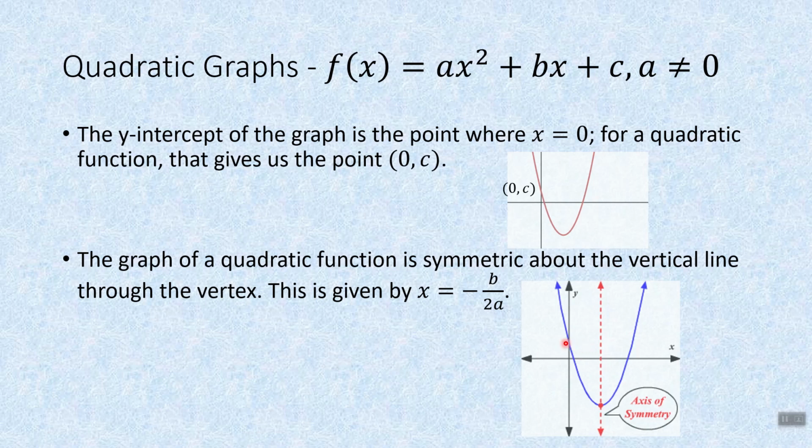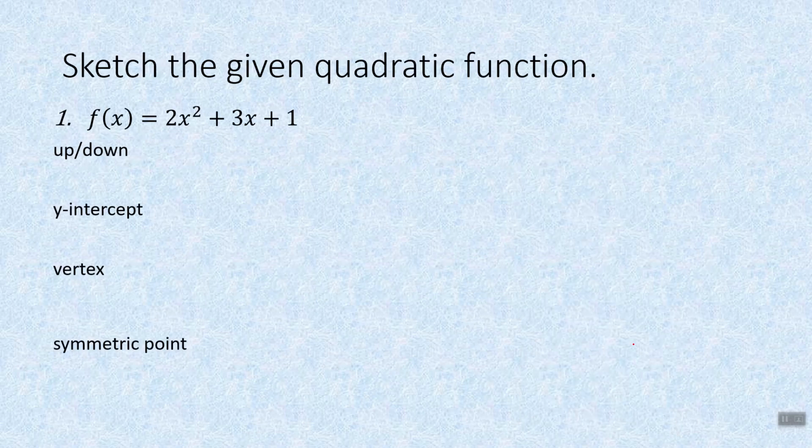And what we're going to do is find a symmetric point here that has the same height as our y value. And notice that these x values are exactly the same distance apart. They're the same distance from the axis of symmetry. So we're going to use this to help us find a vertex, the y-intercept, and a point symmetric to the y-intercept.